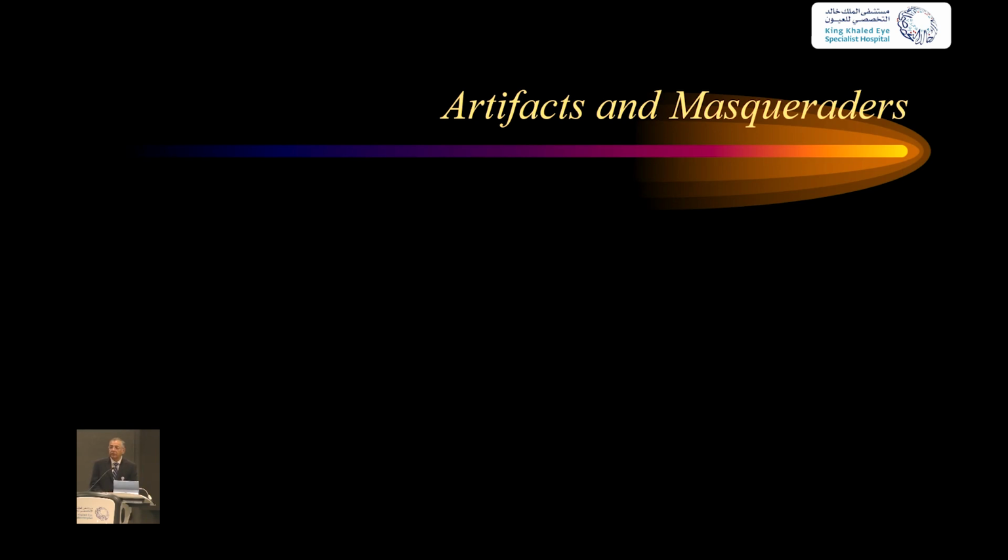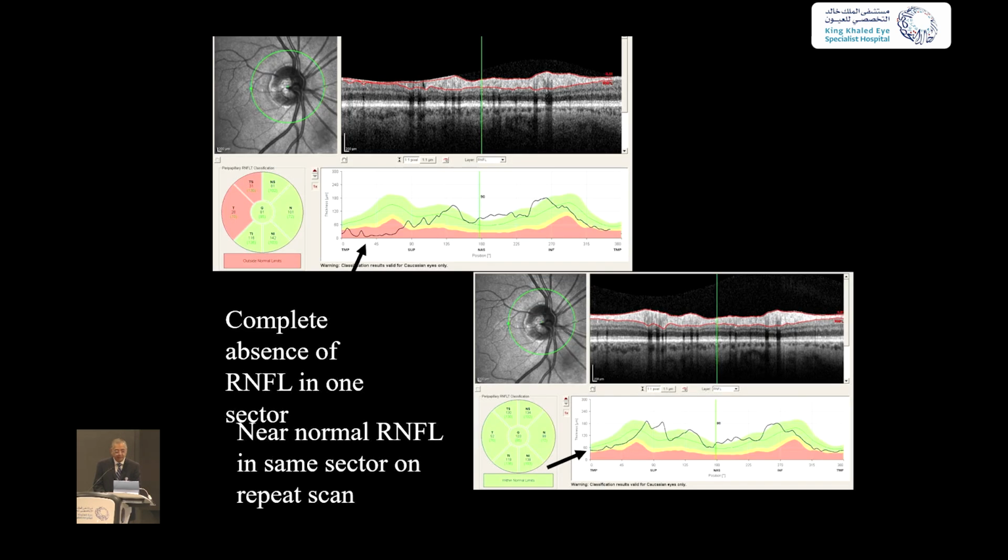Let's look at the most interesting thing, artifacts and masqueraders. That is, any imaging device that we use, be it MRI, CT scan, anything, the machine will have artifacts, and it is up to us to identify those artifacts.